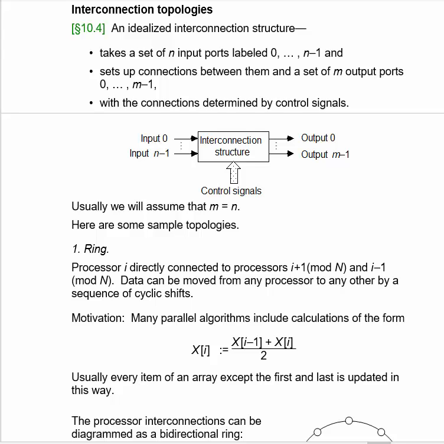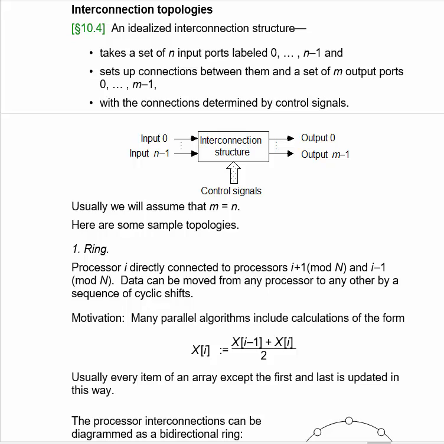Let's look at interconnection topologies. Interconnection topologies are set up with a set of inputs and a set of outputs. Let's say there are n inputs and m outputs. The inputs need to be routed to the outputs by a set of control signals.